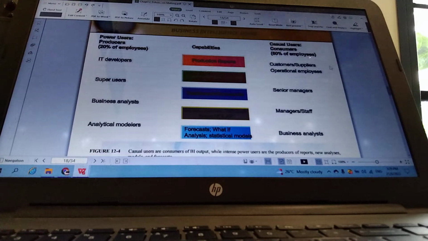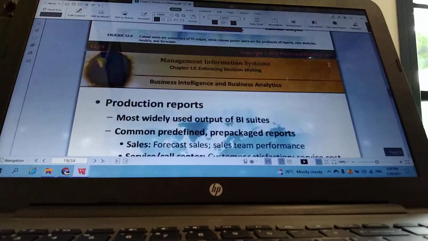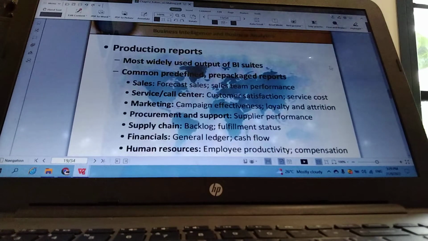So there is a lot of information available on this slide. I really hope that all of you will go through it and understand it, and this is how the BI and the BA are being used within the firm, within the company, in meeting their objectives or in making decisions. So let's look into some detail what is meant by production report, which is the main output or the most important feature of the BI system in helping the users.